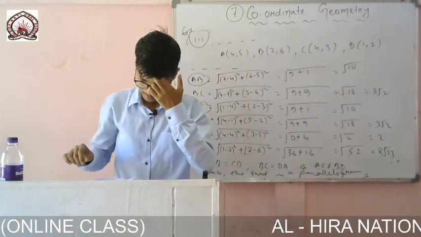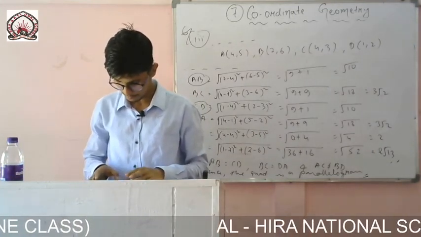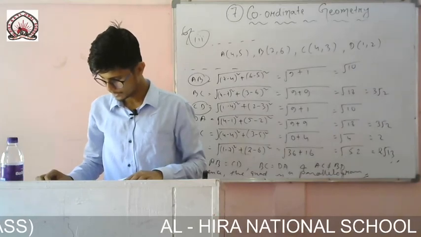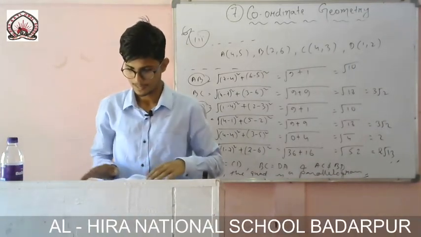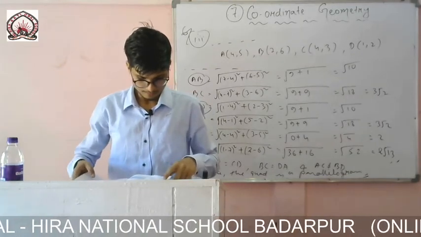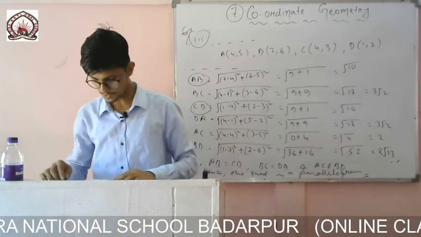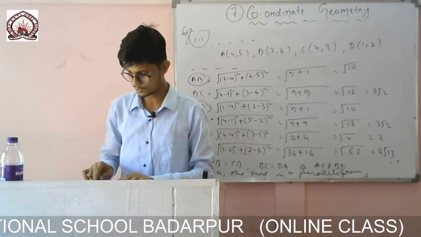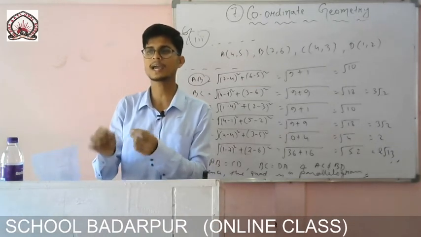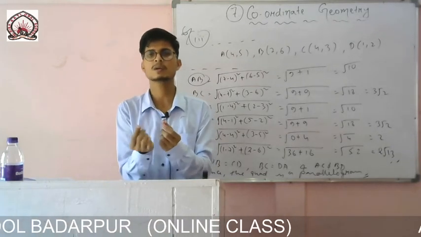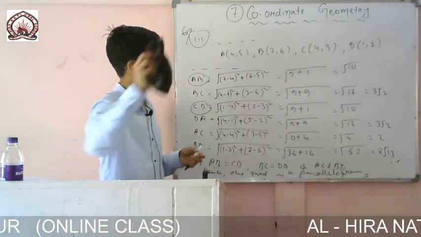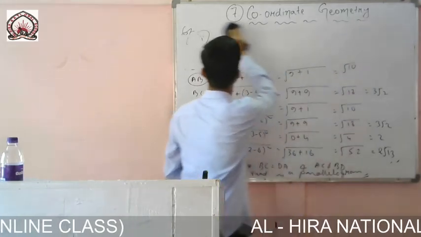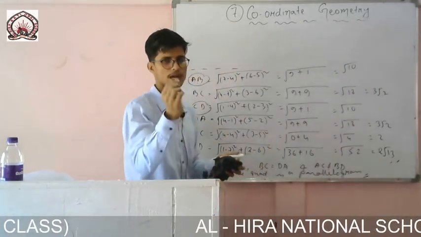Now let us move to question number 7. Before doing that, let me do it, then I will solve this example. Question number 7: find the points on the x-axis which are equidistant from the two given points. These are very basic concepts, but some of you don't have a clear idea on this thing. So you just try to understand.